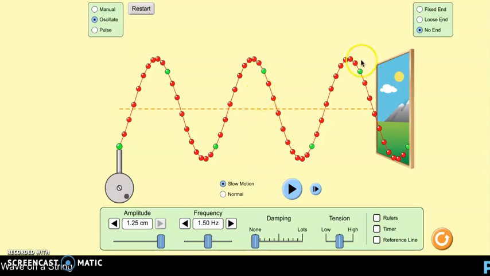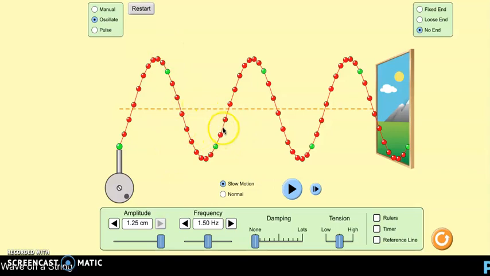So that gives us a new vocabulary term. This is called a transverse wave. Transverse means that the particles vibrate in one direction and the energy goes forward in a perpendicular direction. There are a few examples of transverse waves. This is the most common type of wave that we're going to discuss, and that will be discussed more formally in the notes.